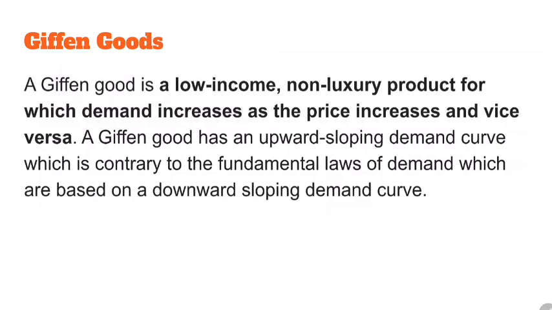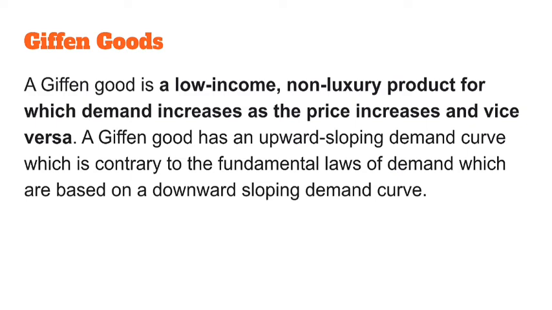Now let's take a look at Giffen goods. A Giffen good is a low income, non-luxury product for which demand increases as the price increases and vice versa. A Giffen good has an upward sloping demand curve, which is contrary to the fundamental laws of demand, which are based on a downward sloping demand curve.